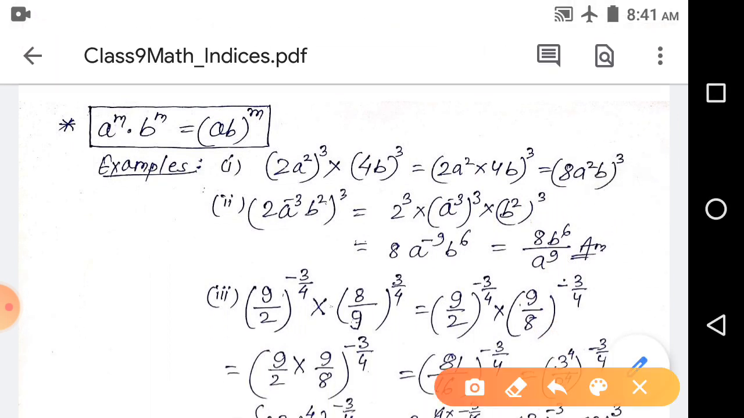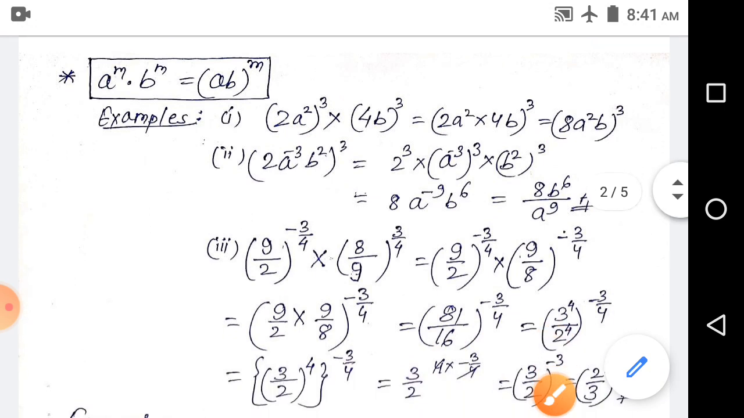It is 2a square whole cube into 4b whole cube. As the exponents are the same, we'll multiply those two bases. So inside a bracket, it is 2a square into 4b, whole cube. It can be written as 2 into 4 is 8, a square b, whole to the power 3. After that, it can be solved to get the final answer.